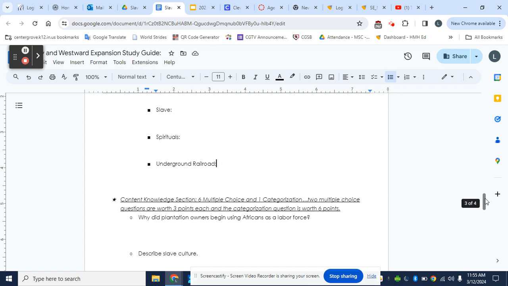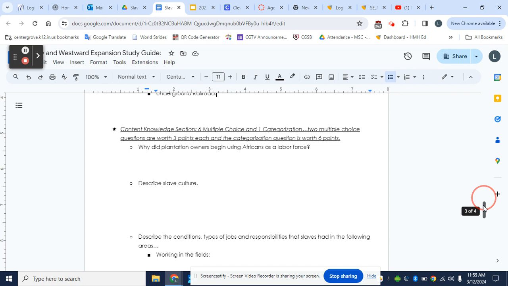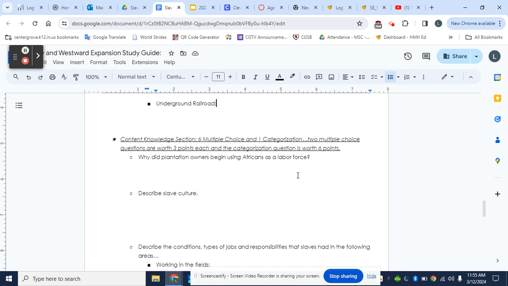All right, now on to the content knowledge section. There are going to be 6 multiple choice questions and 1 categorization question. There's 2 multiple choice questions in this section that are worth 3 points each. So in the directions for the question, it will tell you to select 3 answers. Make sure that you do so that you can earn the full points.